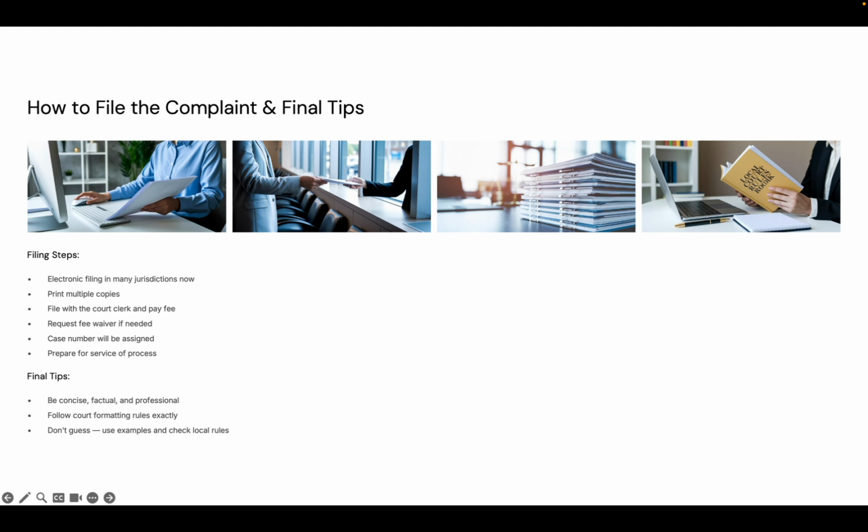Now let's talk about filing. Electronic filing is now required or allowed in many jurisdictions. Check your court's e-filing portal. If filing in person, print multiple copies, one for the court, one for each defendant, and one for yourself. You should pay the filing fee, usually at the clerk's office if you're not filing online. If you can't afford it, ask for a fee waiver form. The clerk will stamp your complaint and assign a case number. When filing online, this is usually generated automatically. After filing, you will need to serve the defendant, meaning you'll deliver a copy of the complaint through proper legal channels. That's a whole separate step we'll cover in another video.